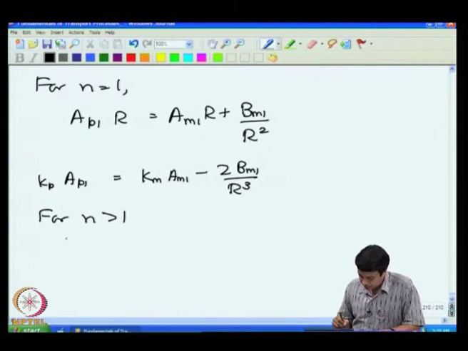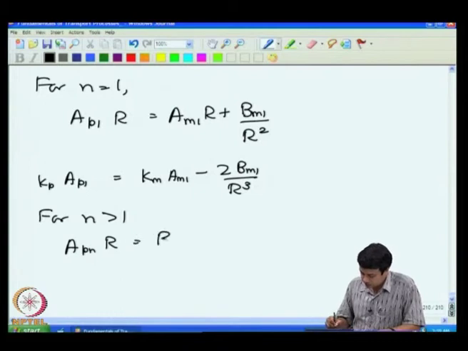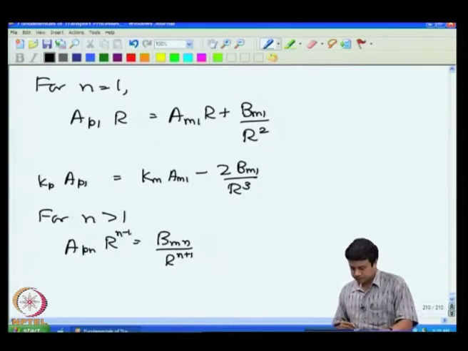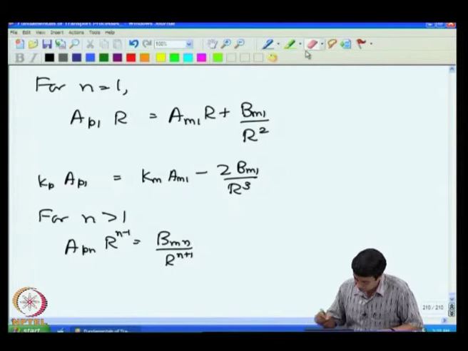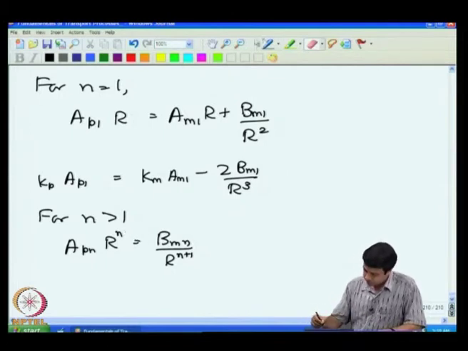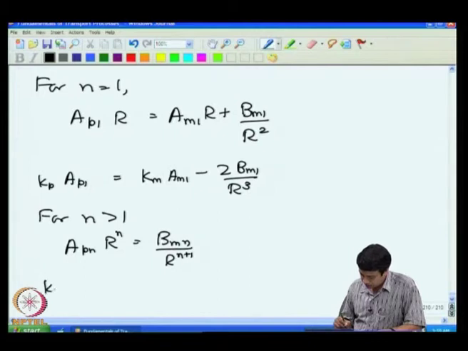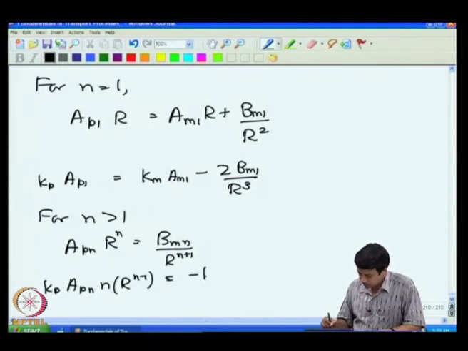So, I will have the temperature condition A_pn r equal to B_mn by r^(n+1), and K_p A_pn n r^(n-1) is equal to minus K_m B_mn by r^(n+2) into (n+1).